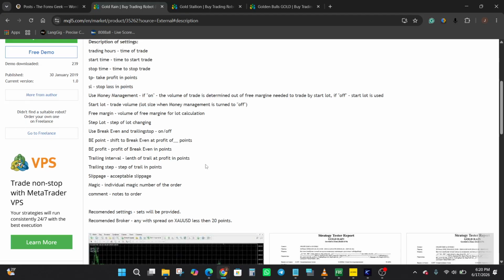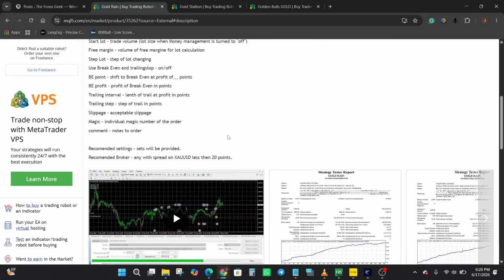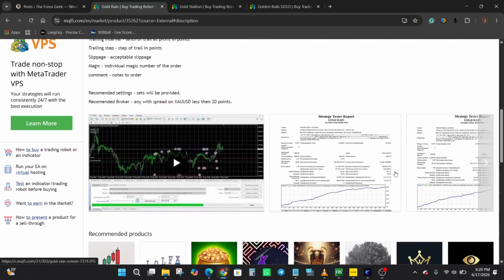Now, let us move over to the backtesting section and see how the EA performed during historical testing. As always, historical testing helps us understand how an expert advisor behaved under past market conditions, but it is important to remember that backtest results are not guarantees of future performance. I would also recommend running longer term testing yourself so you can get a more comprehensive understanding of how the EA behaves across different market environments.